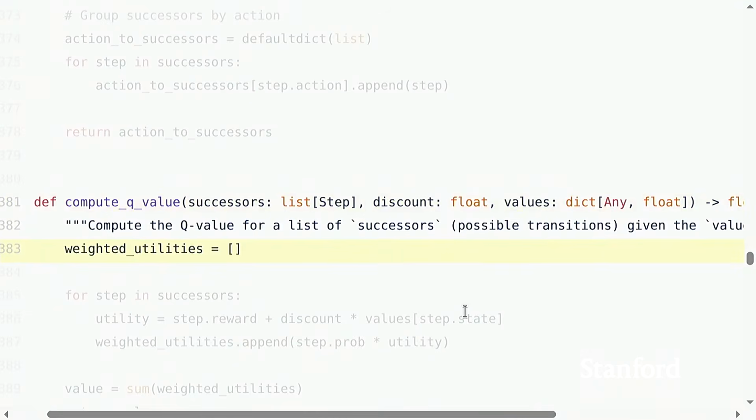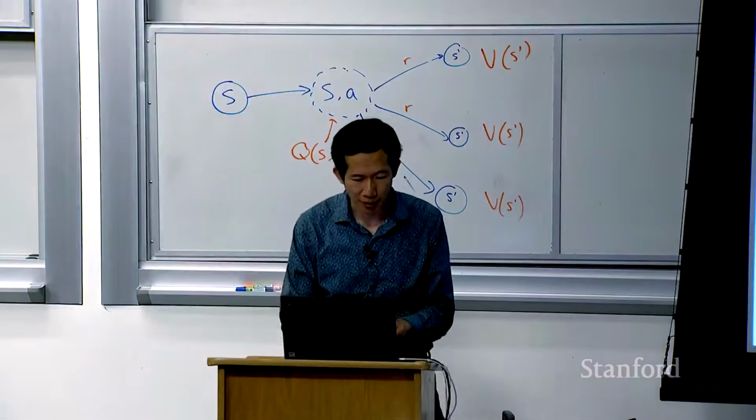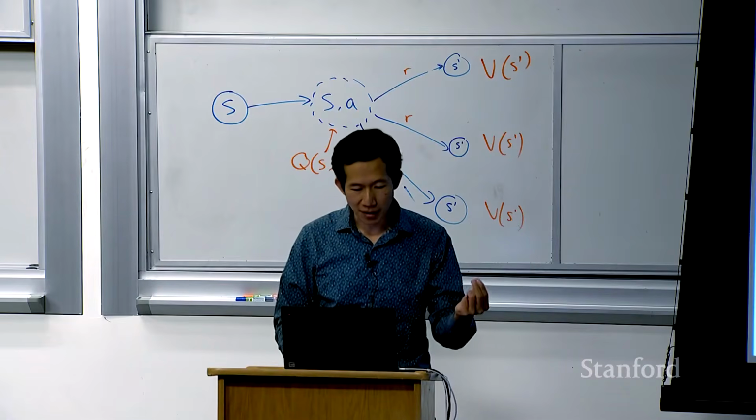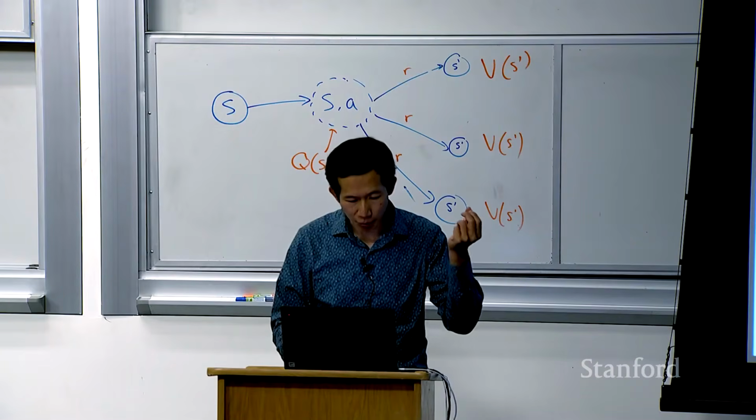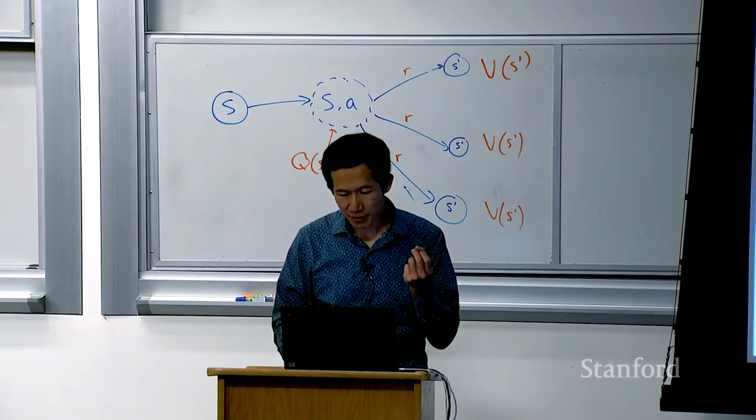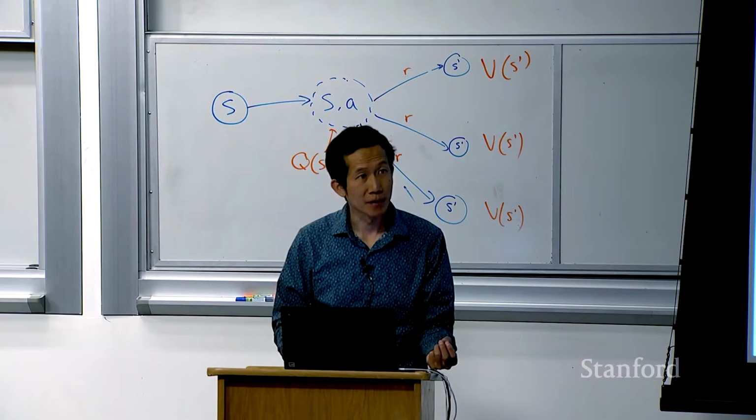This is going to look at all the successors. So remember, think about this as I'm at a state, I took an action, and here are the successors. So these are these arrows. Each of these are successors, 3 successors on the board. For each one, I'm going to compute the utility of if that were to be chosen, which means that there's a reward that it got, plus the discount times values of the subsequent step.